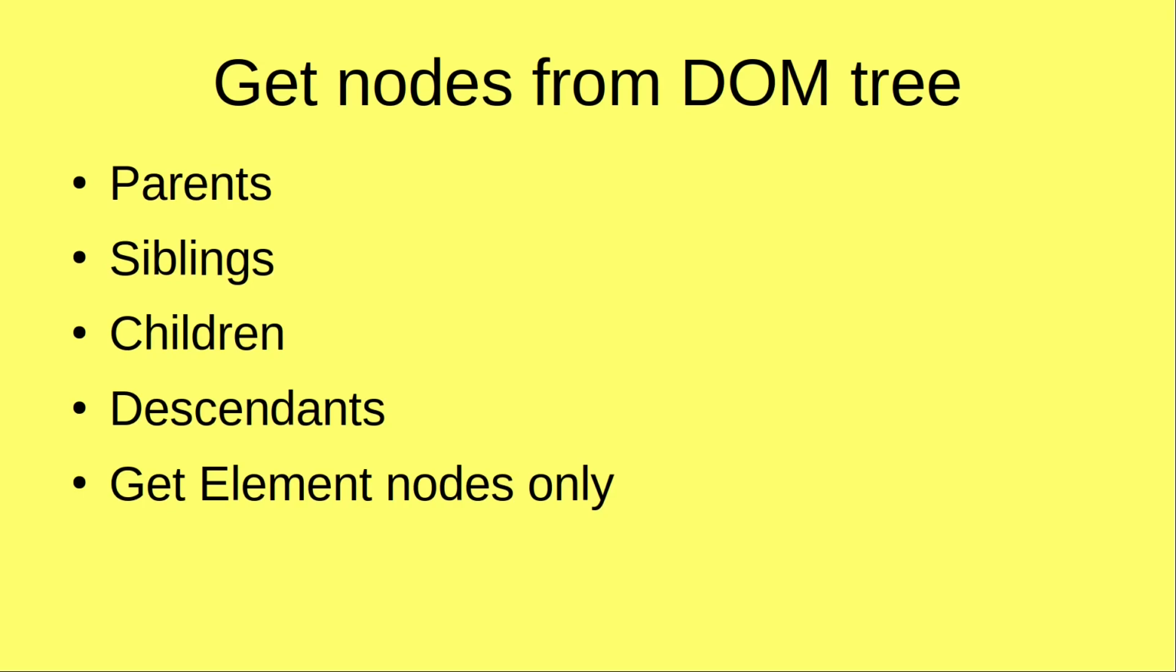In this video, I'm going to discuss the way to access the nodes from a DOM tree. There are many nodes in the DOM tree, and their relationship can be of one of these types. Each one can be a parent of others, a sibling of others, a child of others, and a descendant of others. I'm going to tell you these relationships from a DOM tree.